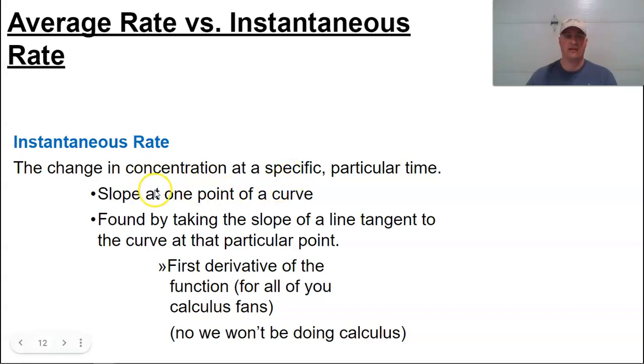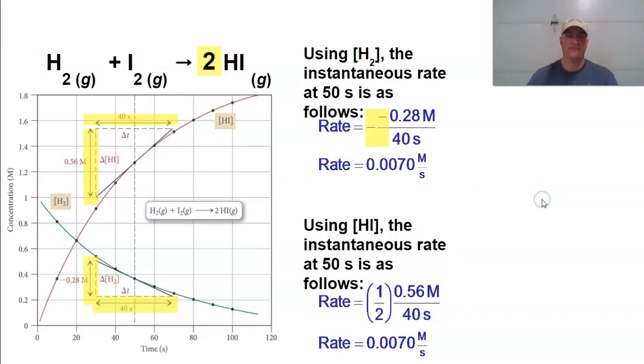And this is looking at the rate of the reaction. So you have the slope at one point, found by using that slope at that particular point. Really, it's the first derivative, but we're not doing calculus, so let's move on without it. So we have this reaction occurring, and if we're looking at hydrogen, we look at the instantaneous rate as follows.